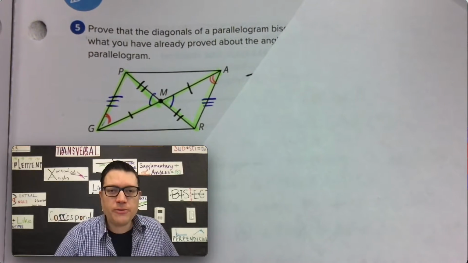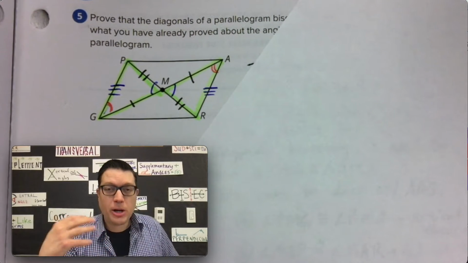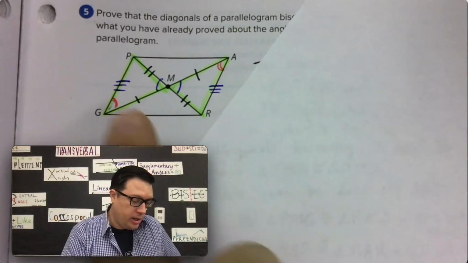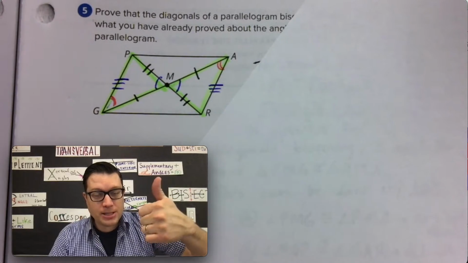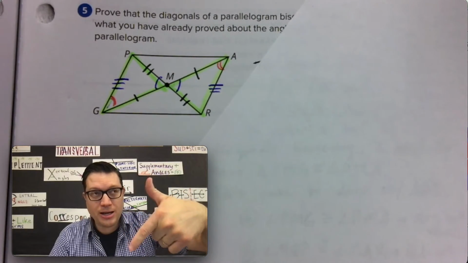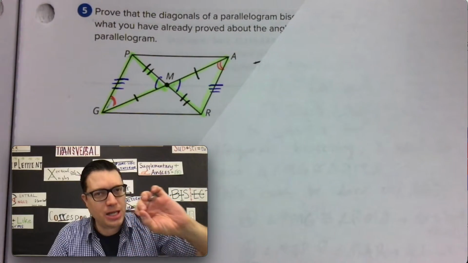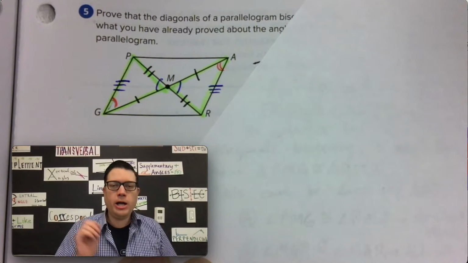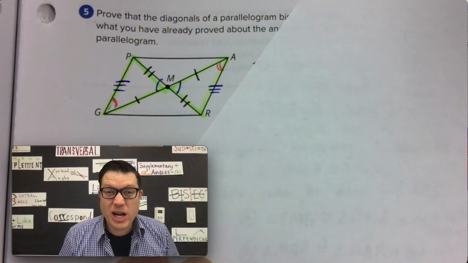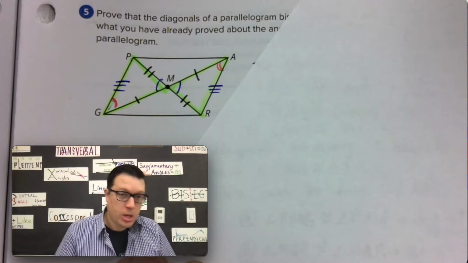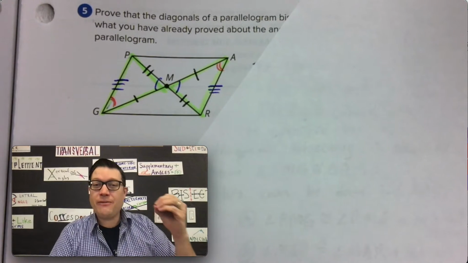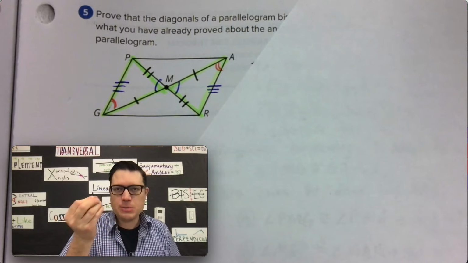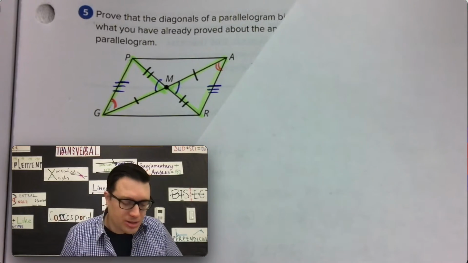All right. Got the information here that says we have this parallelogram PARG, and we are going to use what we already know. We've already got in the bank: opposite sides are parallel, opposite sides are congruent, opposite angles are congruent. Now let's go ahead and show how the diagonals are actually bisecting each other. Remember, bisect means to cut in half, and so if we ever see the word bisect pop up, that thing has been divided into two equal sections.